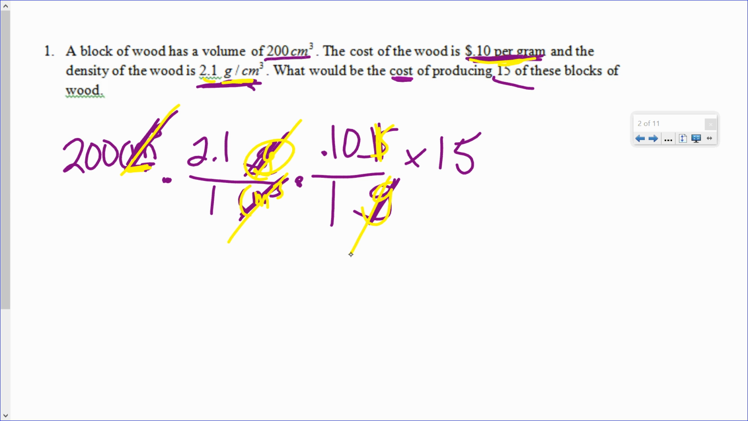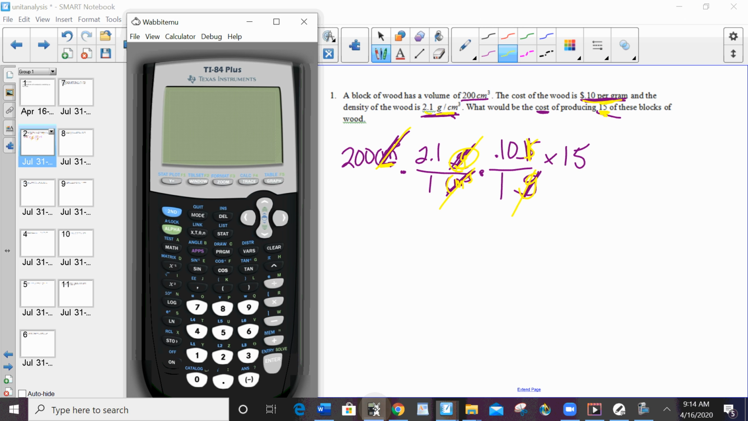My final step is to multiply by a quantity or a percent if necessary. There's no percent in this problem. There is a quantity of 15, so I multiply by 15. Now I just go to my calculator and I type this whole thing in. Because it's a fraction, I like to always use alpha y equals enter. There's nothing on bottom in this particular fraction, so you don't have to.